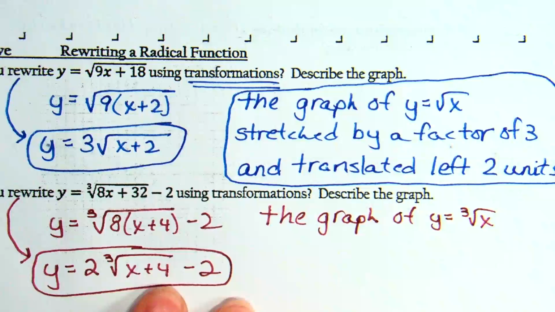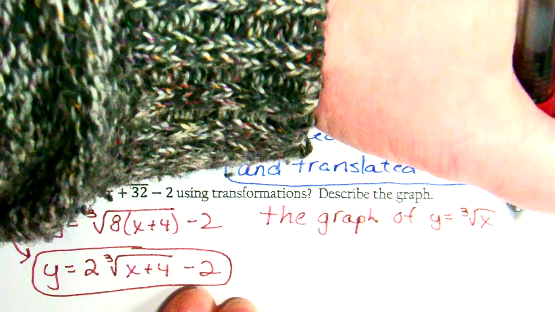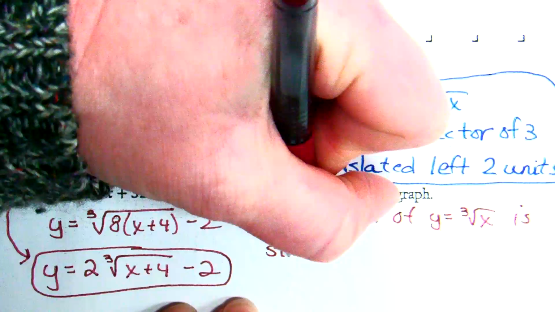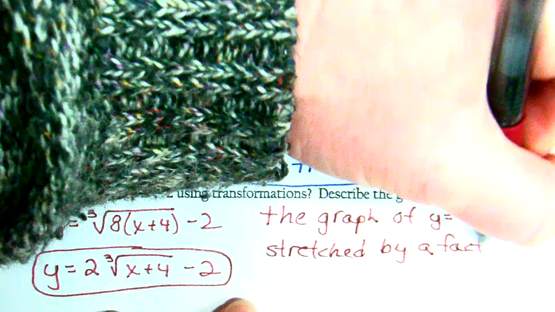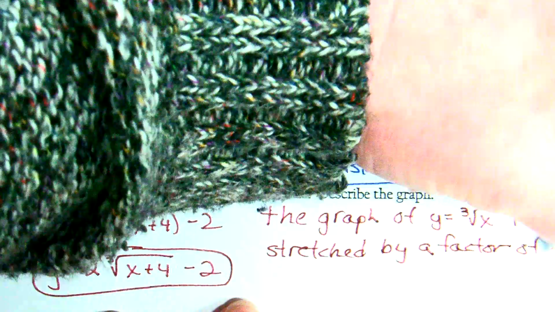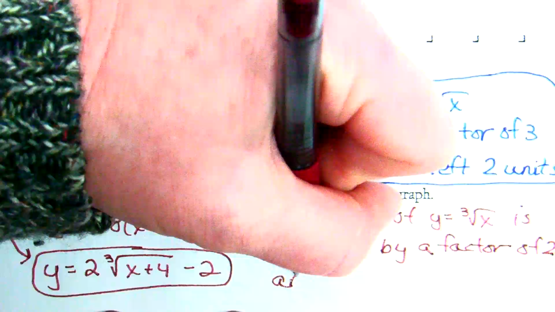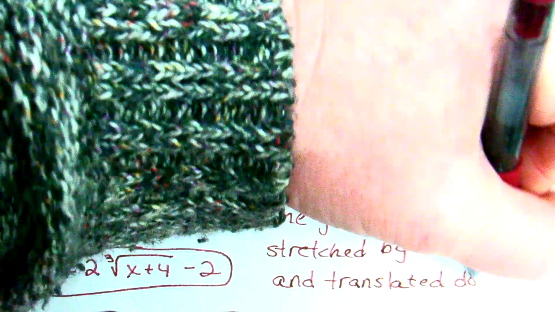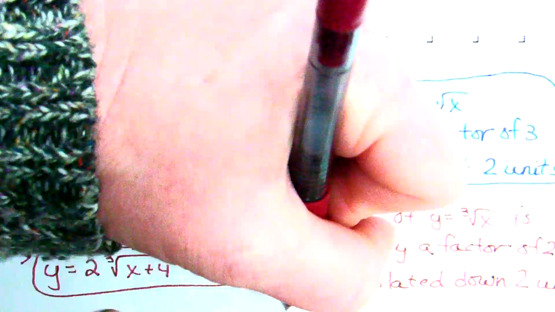So this graph is stretched by a factor of 2 and translated down 2 units and left 4 units.